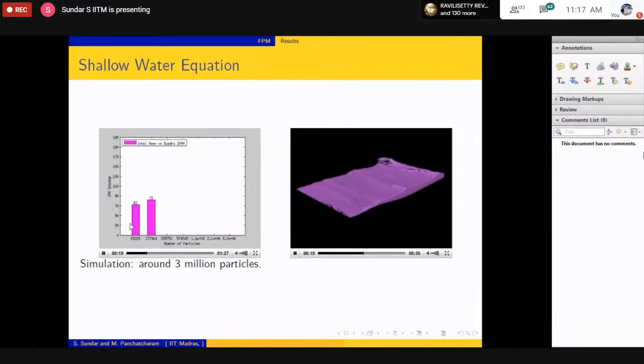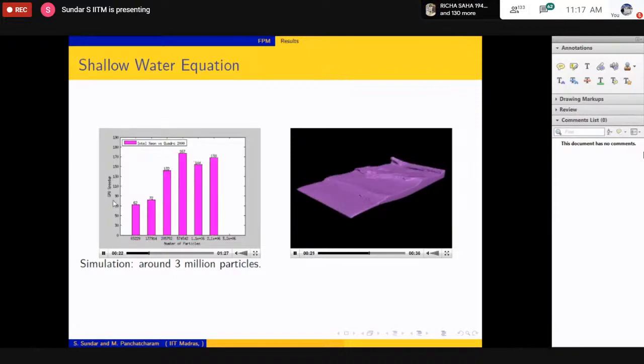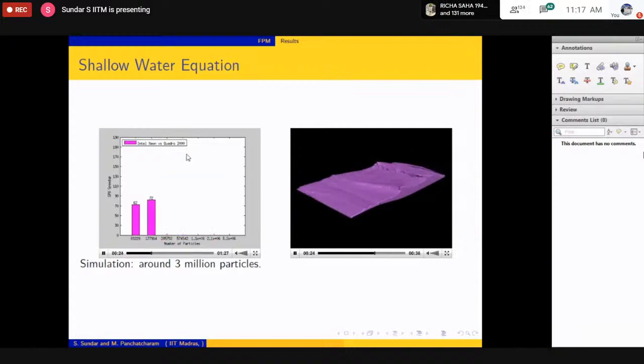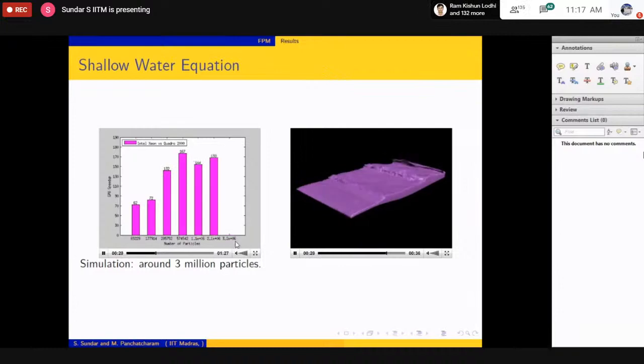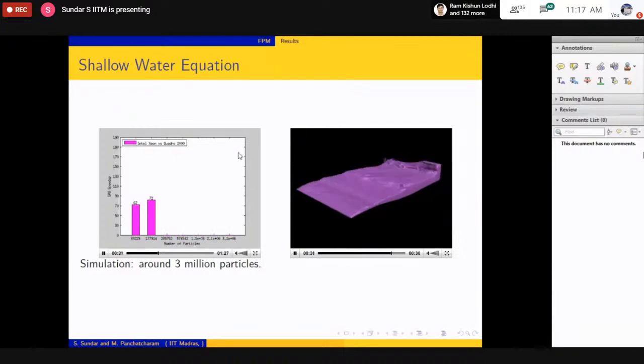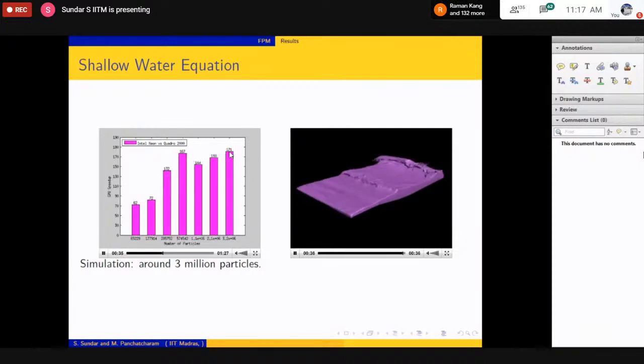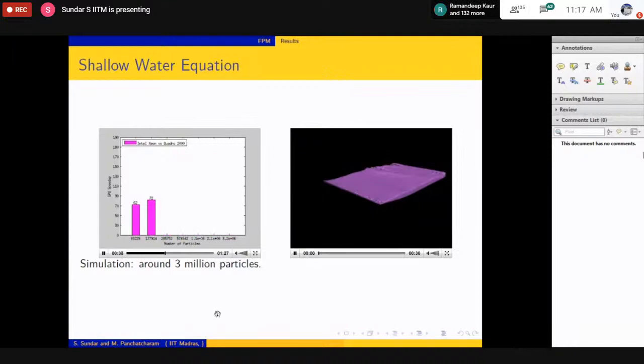On the x-axis is the number of particles, and the y-axis is the GPU speed up. So basically, as the number of particles increases, your GPU speed up is also increasing, but it goes to a peak level. We need 3 million particles, 30 lakhs, please understand. 30 lakhs is a huge number for computation, which we have demonstrated on the laptop I am using now, in real time.